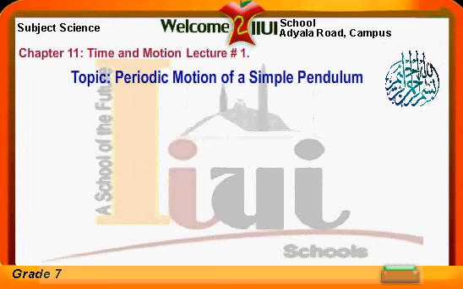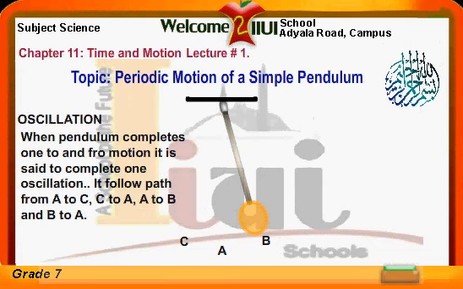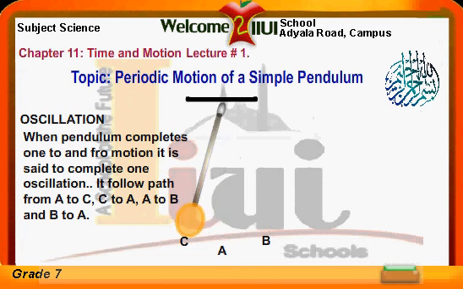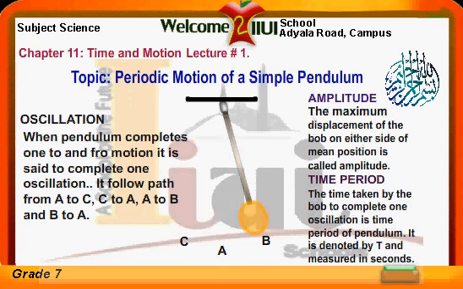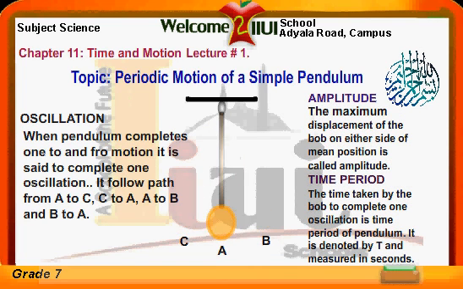Students, next I will try to explain to you the concept of one complete oscillation through animation. Dear students, as you see in the animation, when the pendulum completes one to and fro motion, it is said to complete one oscillation. The one complete oscillation follows a path from A to C, C to A to B, and B to A. The maximum displacement of the bob on either side of the mean position is called the amplitude of oscillation.